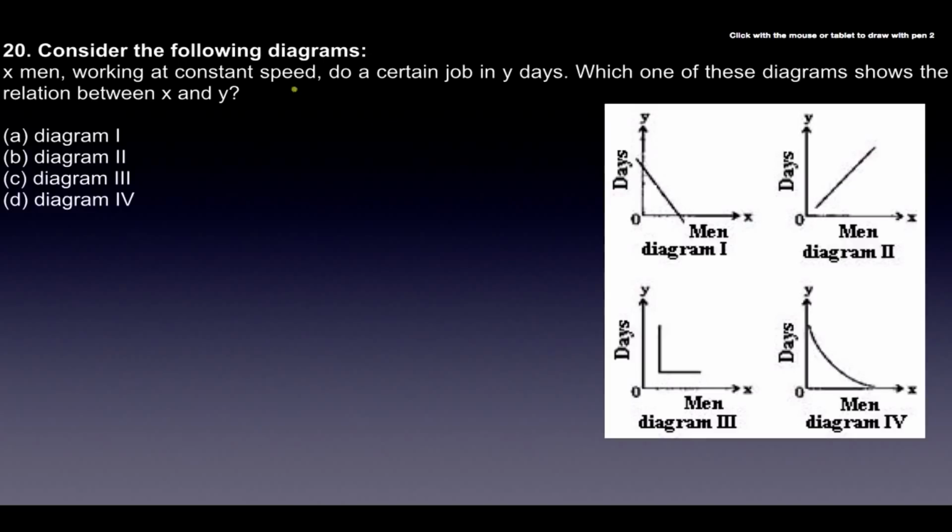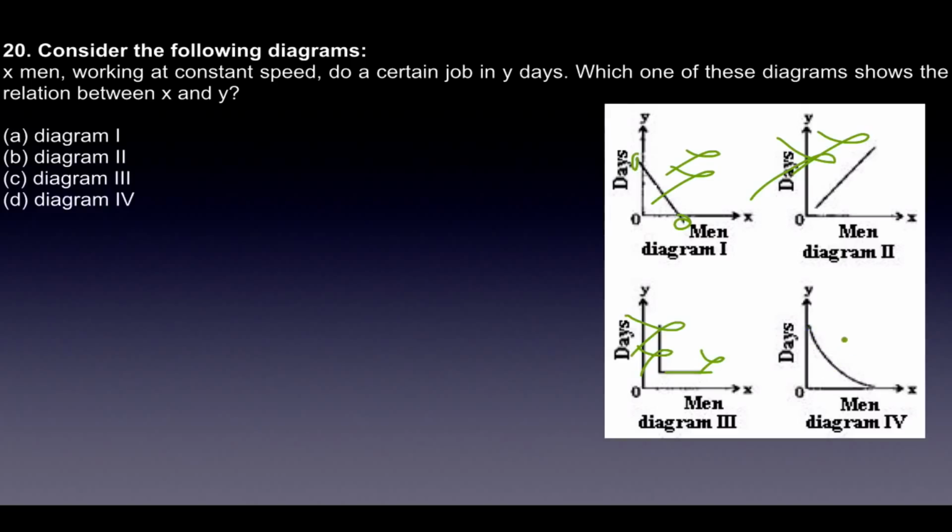Then we have X men working at constant speed do a certain job in Y days. Which one of the following diagrams shows the relation between X and Y? See, days can never be negative. So either men cannot be negative, X cannot be negative. So this is wrong. This is a very reverse kind of graph. As the number of men are increasing, days are increasing. This is also wrong. And this is absolutely absurd because no matter how the number of men are increasing, days remain the same after this. So this is also wrong.